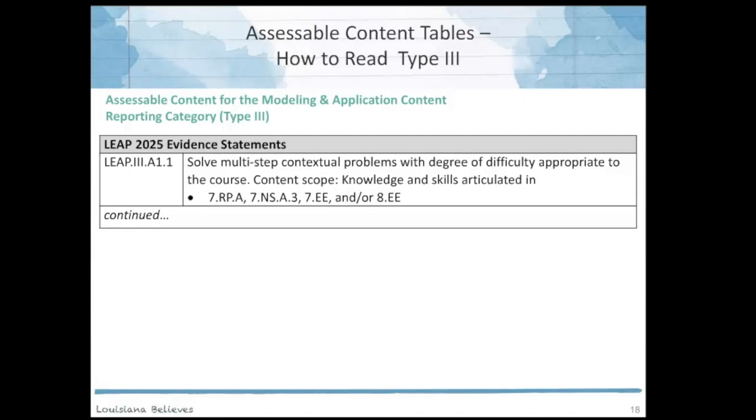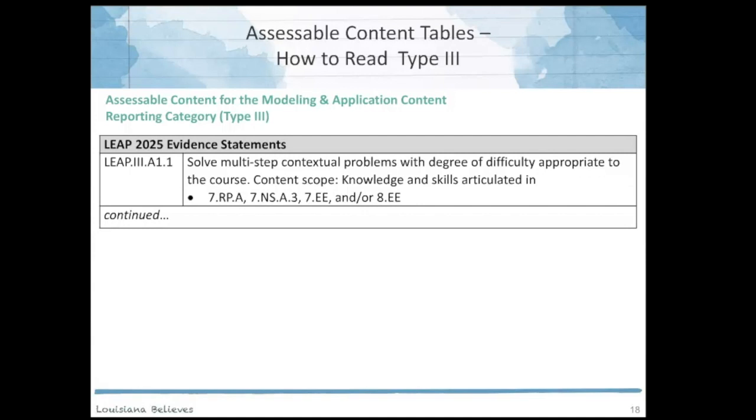So here's what it looks like in the accessible content table. The first one listed here is a LEAP Roman numeral 3 for type 3 for modeling, A1 for Algebra 1, and then sequentially starts at number 1 again. The type of modeling that we're looking for here is to solve multi-step contextual problems with degree of difficulty appropriate to the course. And if you notice, the standards listed are actually below grade level, and that is common in modeling, that there is at least some of this.